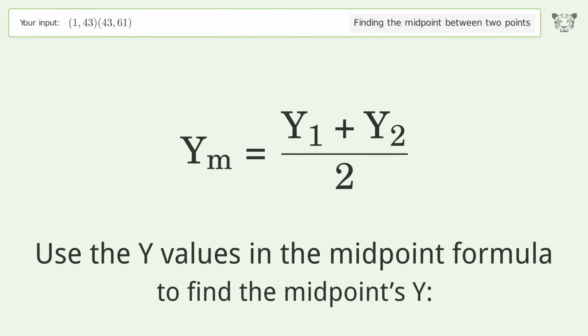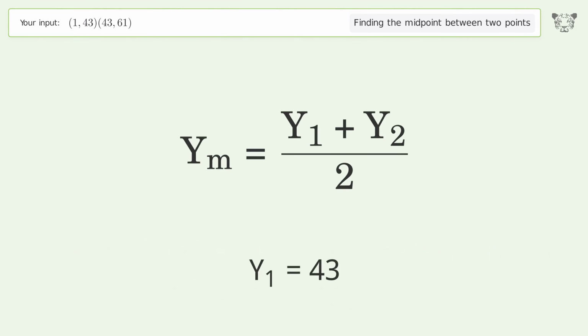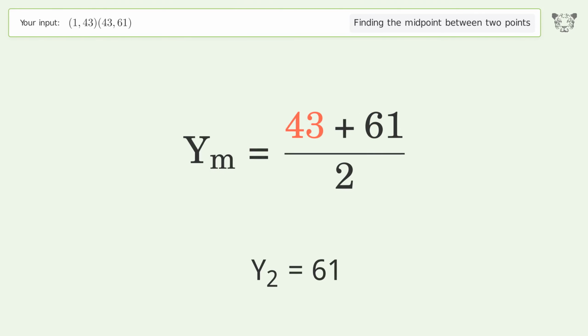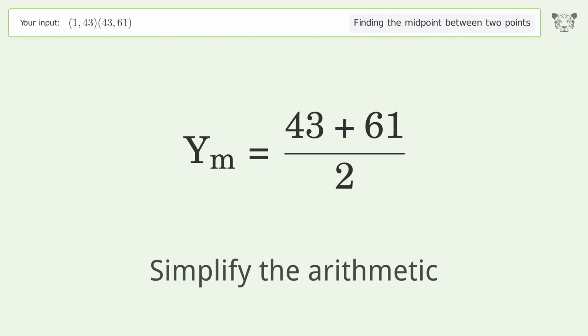Use the y values in the midpoint formula to find the midpoint's y. y1 equals 43. y2 equals 61. Simplify the arithmetic.